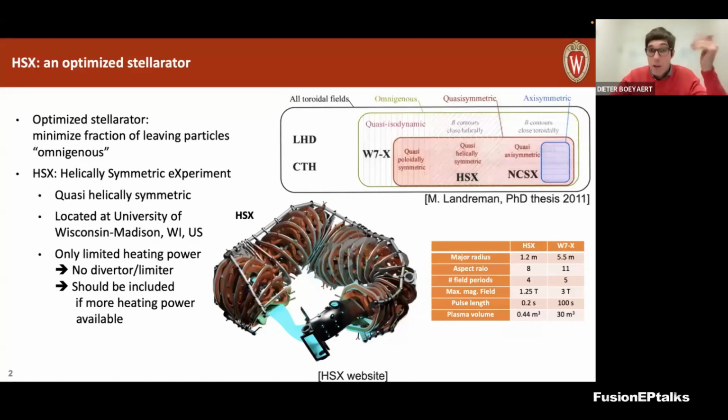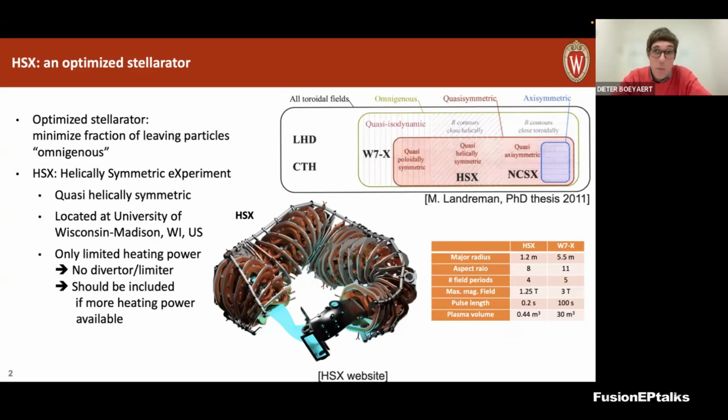Currently, HSX has been in operation for more than 25 years. And now, after these 25 years, you can start seeing on the vessel wall where the strike line locations are. So for a couple of single discharges, there is really no need to install a diverter. However, the current interesting fact is that the ions are not heated that well.